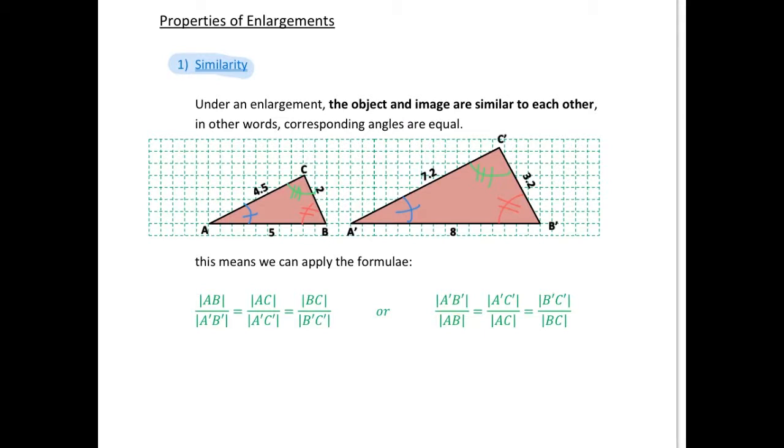Similarly, we can reverse each of these ratios. So instead of looking at object divided by image, let's look at image divided by object instead. So A prime B prime divided by AB is the same as A prime C prime divided by AC, which is the same as B prime C prime divided by BC.